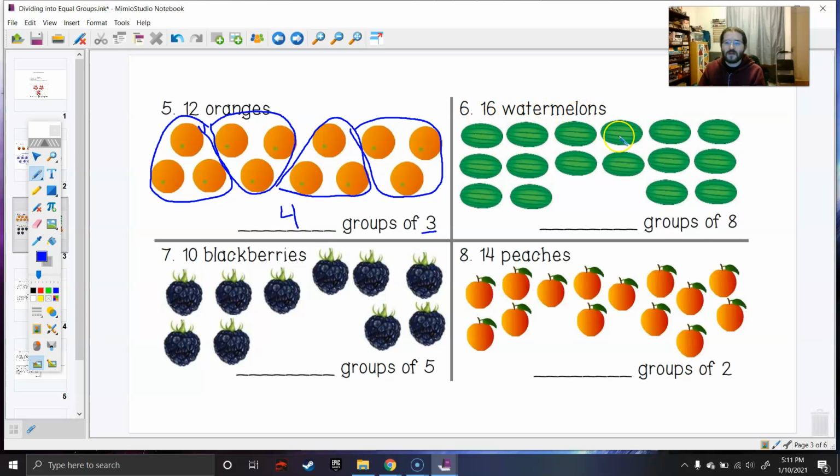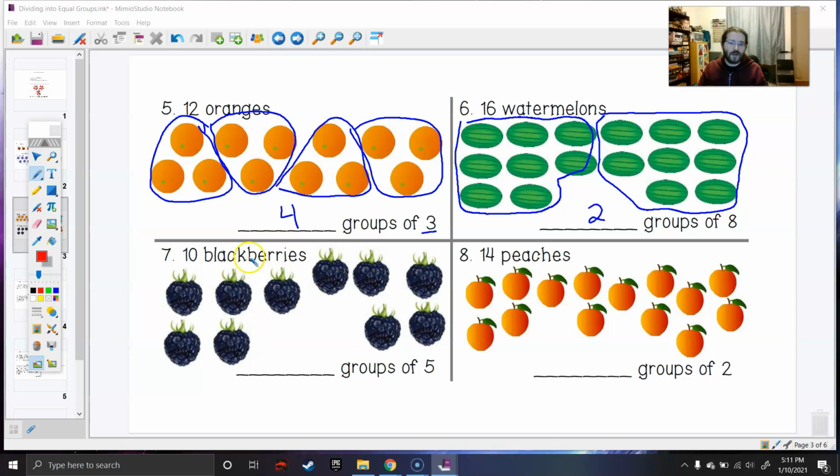16 watermelons. How many groups of 8? All right, so we have 1, 2, 3, 4, 5, 6, 7, 8. 1, 2, 3, 4, 5, 6, 7, 8. So we have 2 groups of 8.